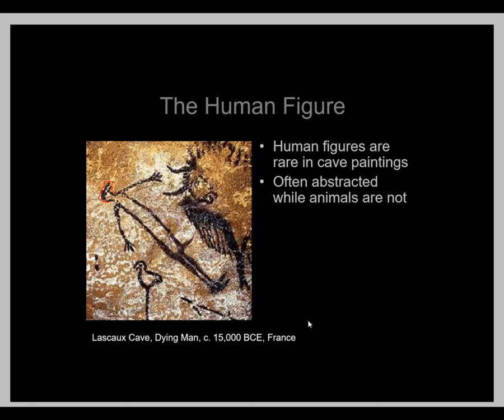Human figures are rare in cave paintings, right? We do see the hands, but we don't see actual depictions of man. And men, like the female figures, are often abstracted, right? So here we have him abstracted as a bird face, but the animals are not. So we might consider the lion-headed man to be a human that's abstracted, not a lion that's abstracted.